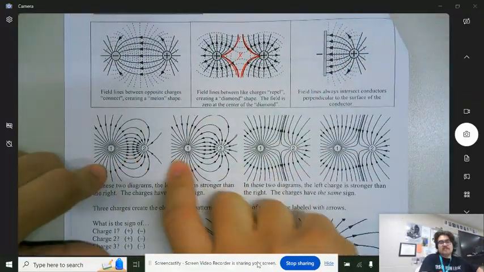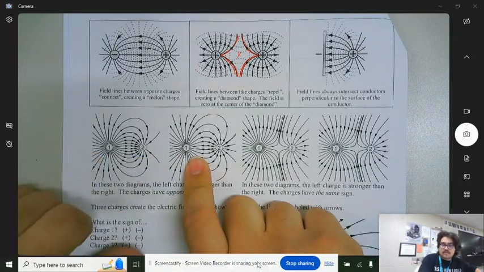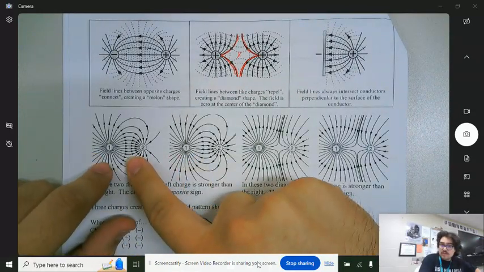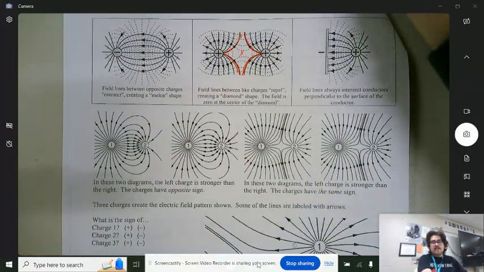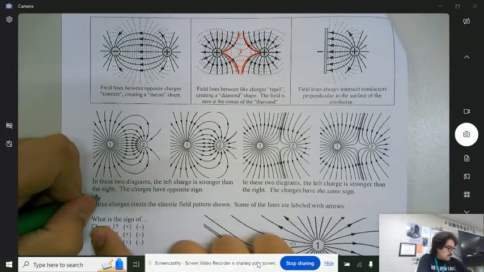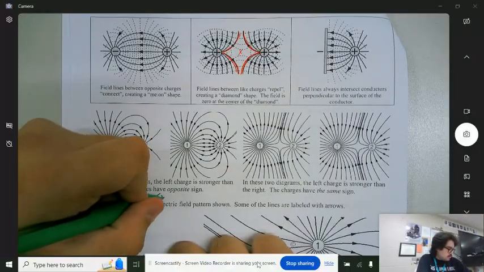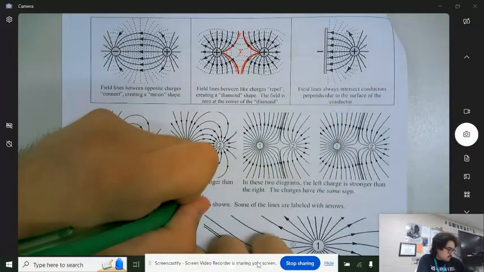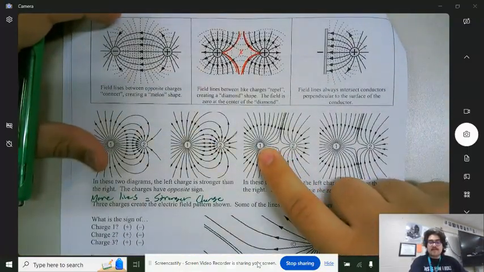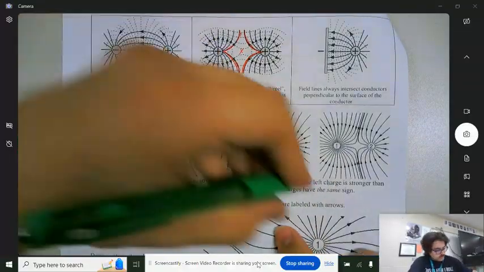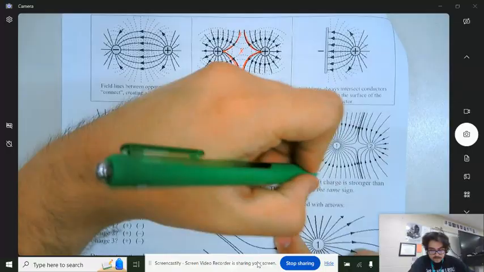You'll notice that these charges have opposite sign, and in both of the diagrams, the left charge is stronger than the right, okay? And you can tell the strength of a charge because the more arrows or the more field lines, the stronger the charge. So more lines, stronger charge. Okay? Here, again, same thing. More lines equals stronger charge, right? Less lines equals weaker charge, okay?